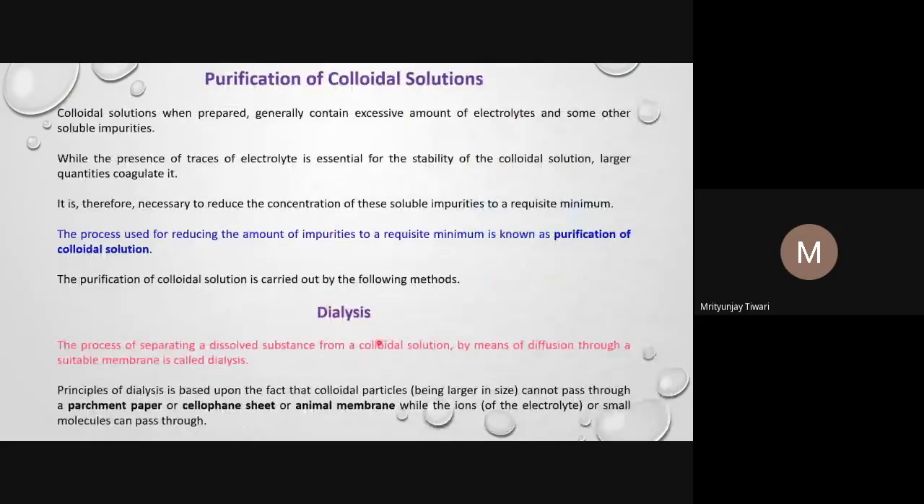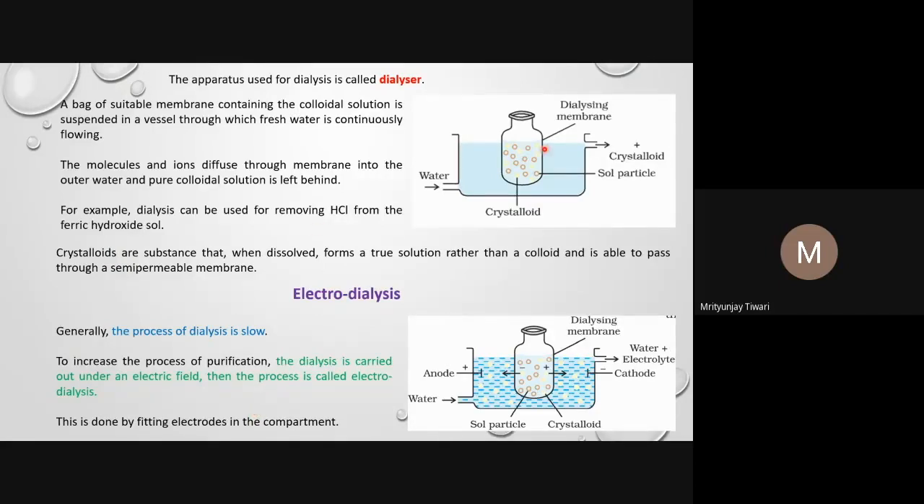Dialysis is done using a membrane, and this membrane could be parchment paper, cellophane sheet, or animal membranes. These membranes allow only certain small ions or small molecules to pass through. They don't allow colloidal particles to pass through, so the colloidal particles remain inside the membrane, and the small ions and molecules go out. This was one figure that we have seen earlier. The colloidal particles are large in size and will not pass through the membrane, only small ions can pass through, and thus one can purify the colloidal solution. This apparatus is called a dialyzer.